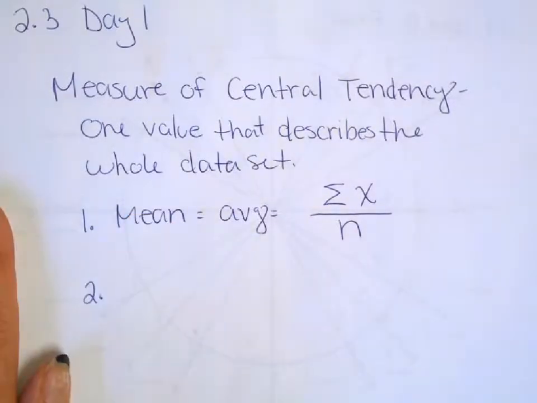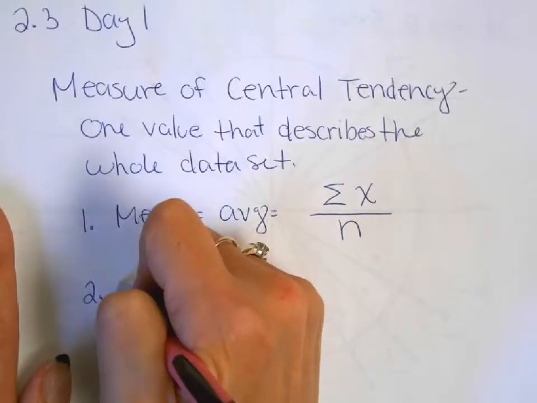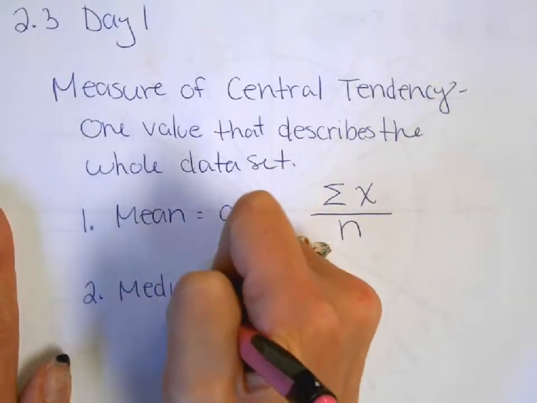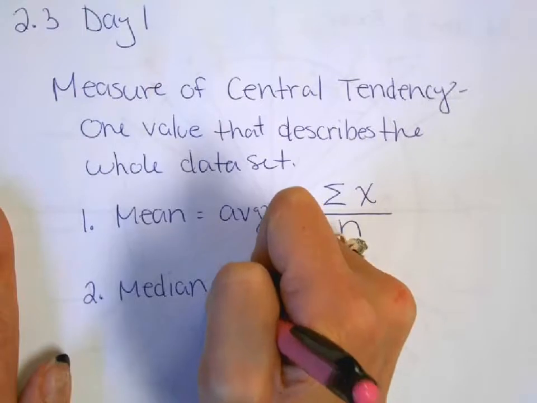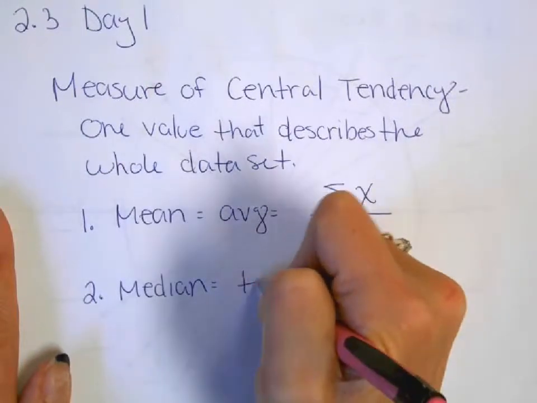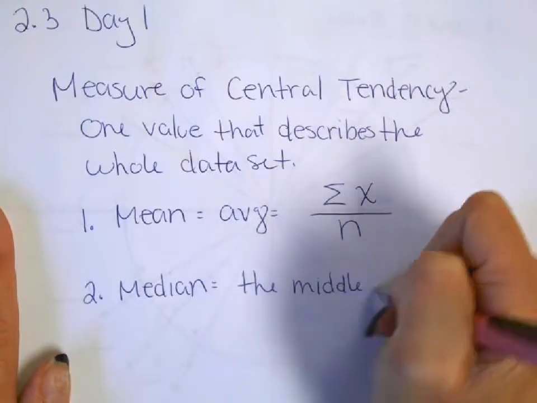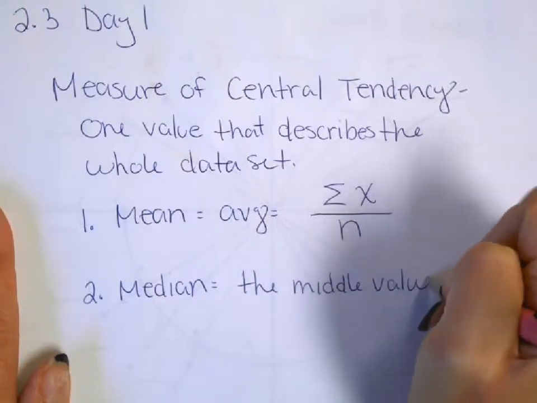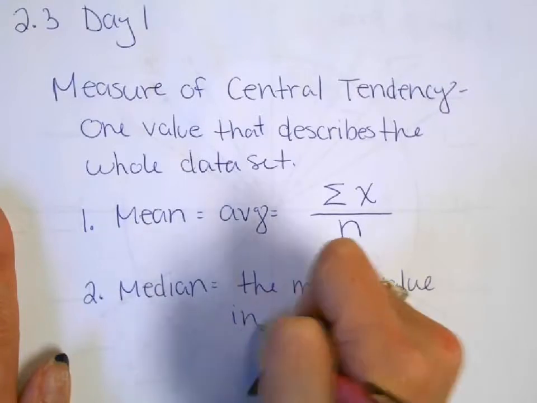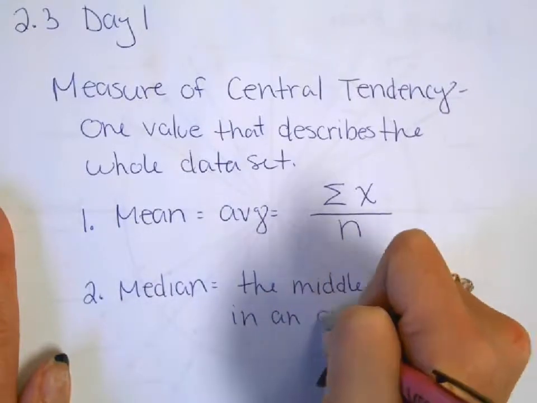Another measure of central tendency people use is called a median. And remember, median is the middle value in an ordered set.